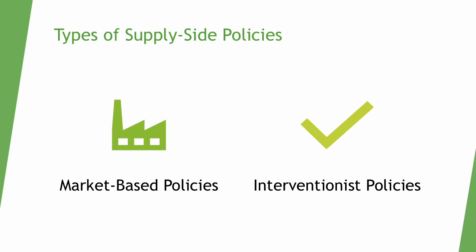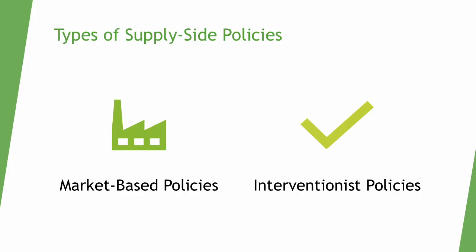Interventionist policies increase incentives by using targeted subsidies and tax credits to encourage employment, training, and investment. Interventionist policies promote competition by enforcing competition laws and regulating monopolies to prevent abuse of market power. Interventionist policies reform the labor market by introducing minimum wages, employment protection, and active labor market programs.